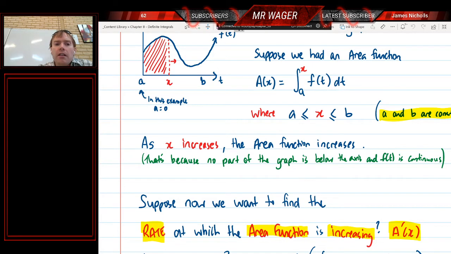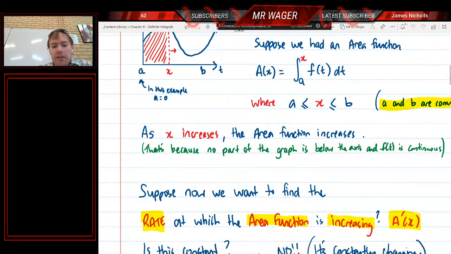As we go from left to right, is the rate at which the area is increasing constant? No, because you can see the area is increasing quite a lot up here, where the graph is quite high above the x-axis or the t-axis. And as the area progresses through underneath this low section, the area function is not increasing as much. It's still increasing, but the rate of increase is not as much. So definitely it's not constant as we progress from left to right.